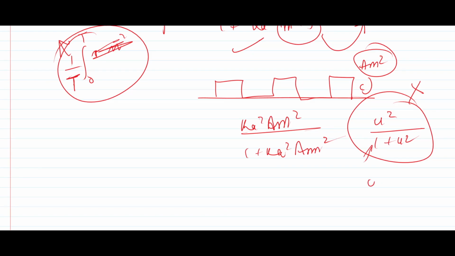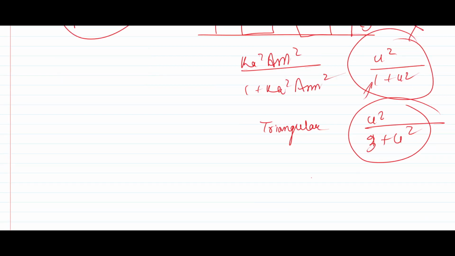Similarly for a triangular signal, you get mu squared divided by 3 plus mu squared. So there are different options available. You can get different answers for different things. So if you have understood this, I'll move towards the next thing, which is the graphical representation.